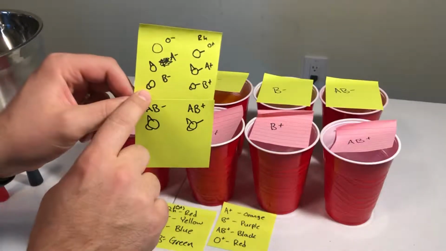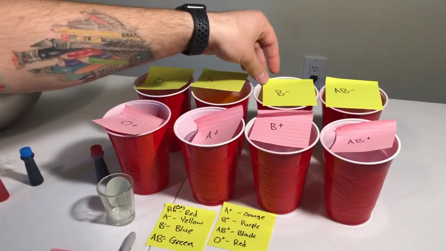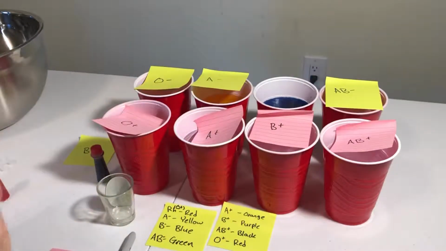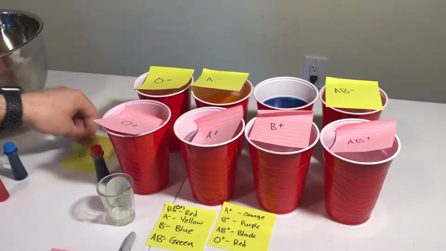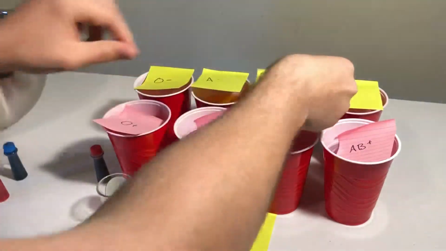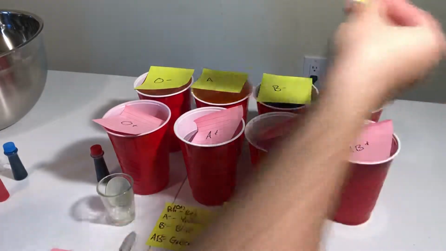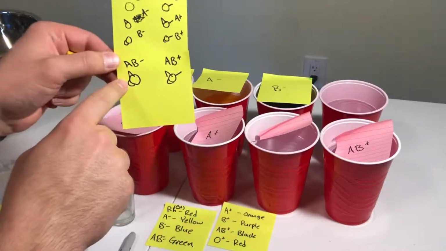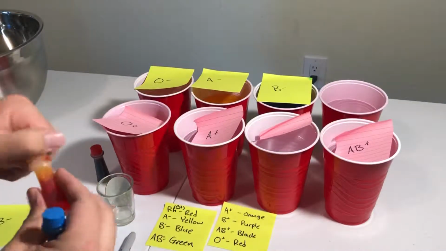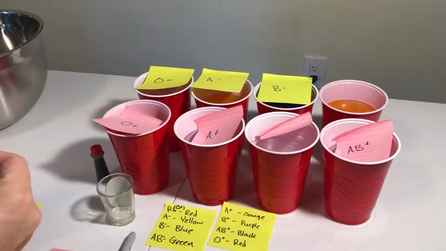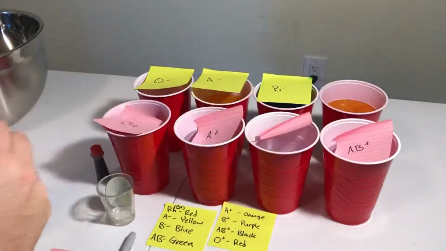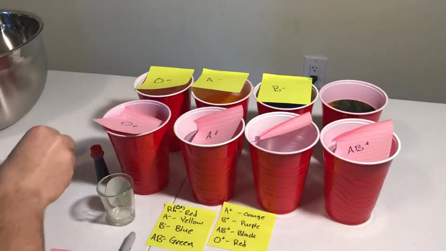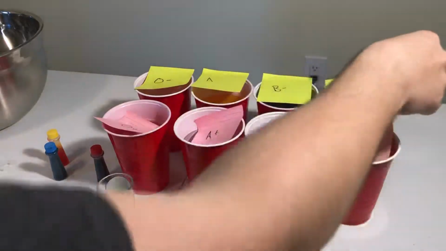Then our B negative has the B antigen. No other antigens. So we're going to go ahead and add blue. Remember? B antigen, blue. Easy to remember. There's our B negative. All right, and then our AB negative has both the A antigen and the B antigen, but no RH factor. So we are going to do yellow and a little bit more yellow and blue. And that's going to make a green color once we mix it up.